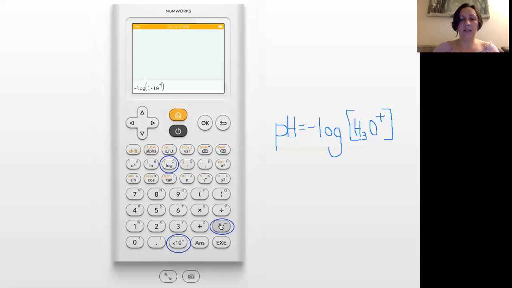Then I'm going to put in a negative again and 7, and hit OK. Let's see what we get. We end up with a pH of 7. This is saying that when we have 1 times 10 to the negative 7 ions of hydronium in solution, the pH is 7. Perfect.